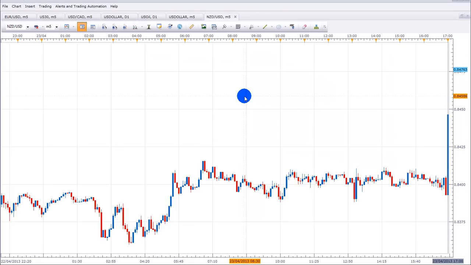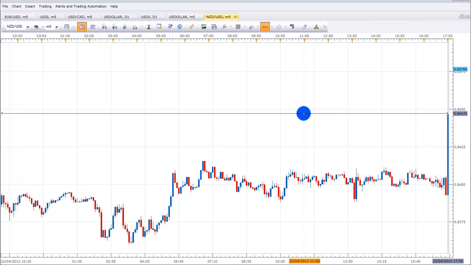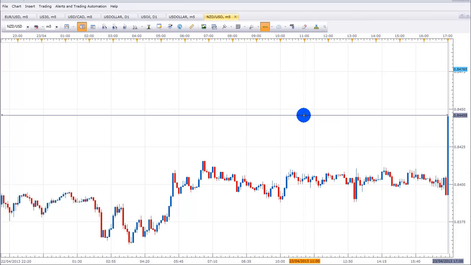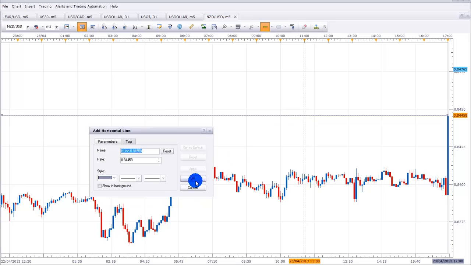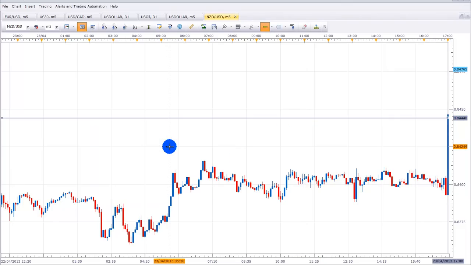So the trade plan was to wait 5 minutes after New Zealand announces its interest rate, and if there is no change, basically follow the 5-minute candle. On a naked trade plan, you'd want to buy at this particular price of 0.8445, or 0.8444, on the New Zealand US dollar.